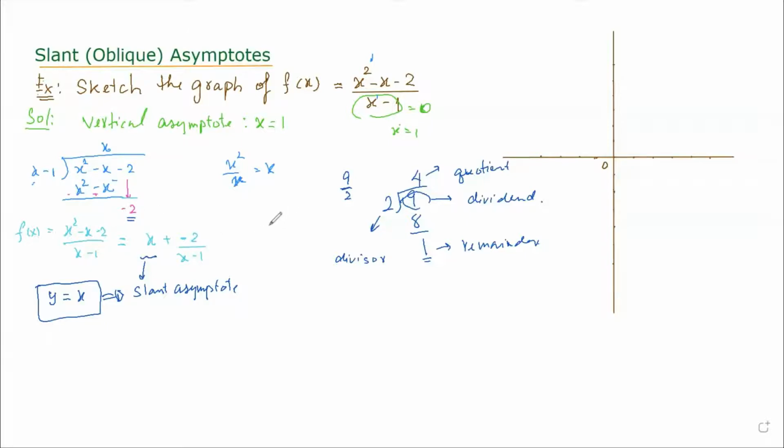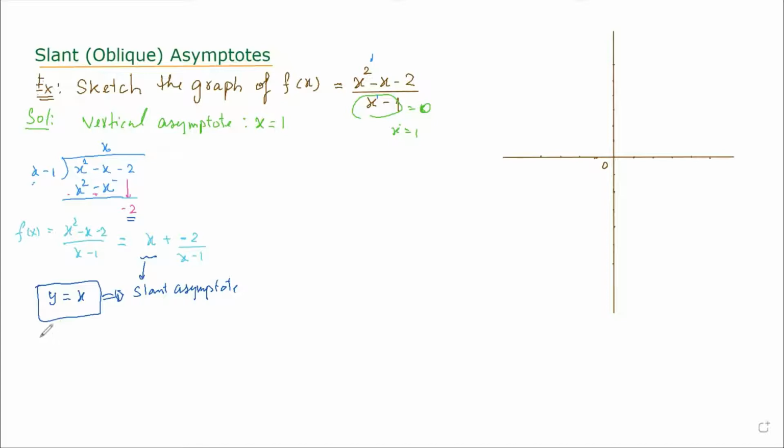Okay, now let's go on. We have the vertical asymptote and the slant asymptote. What is next? The intercepts. How to do it, I will write down here.